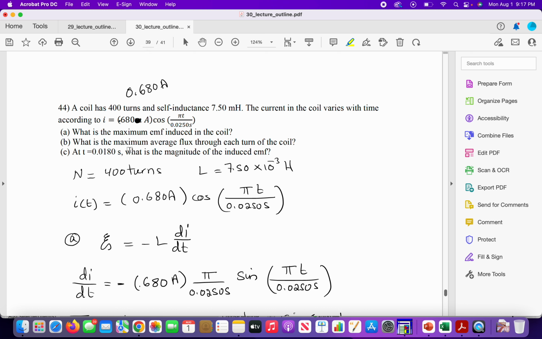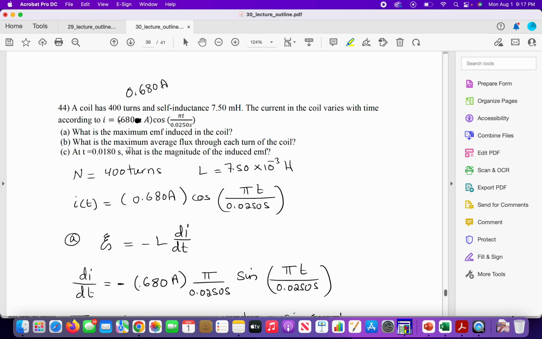This is the last one, I believe. Here I have 44. It is a coil that has 400 turns and self-inductance 7.50 millihenry. The current in the coil varies with time according to I equals 0.680 amperes times cosine of pi t over 0.0250 seconds. What is the maximum EMF induced in the coil?